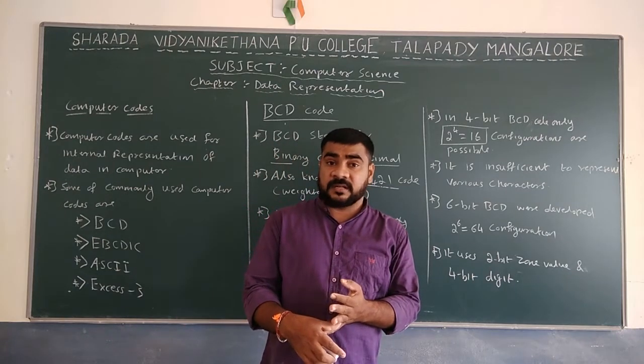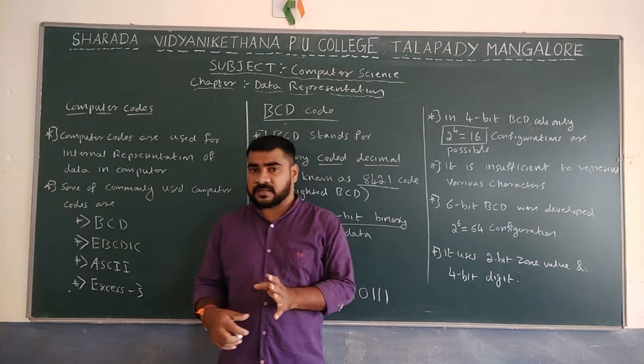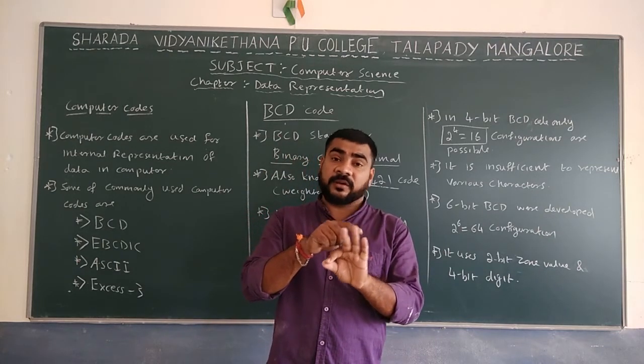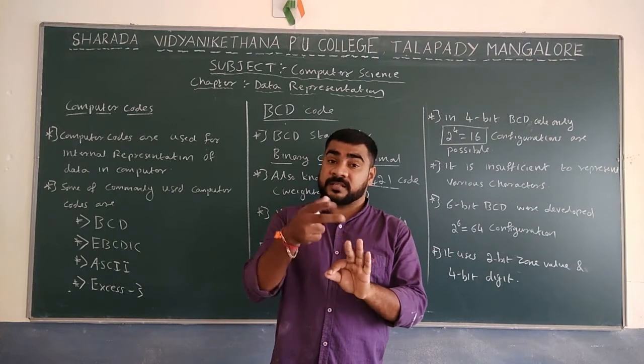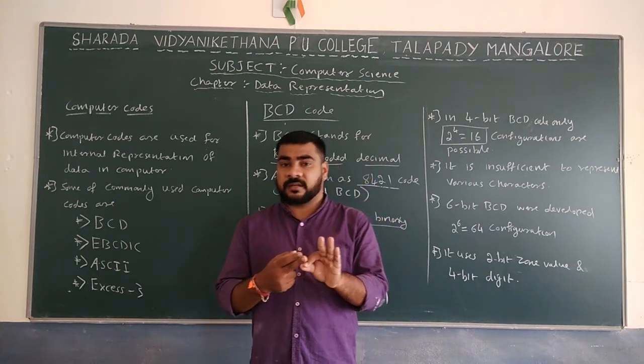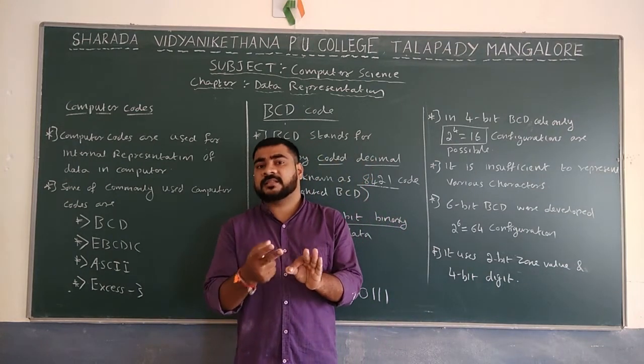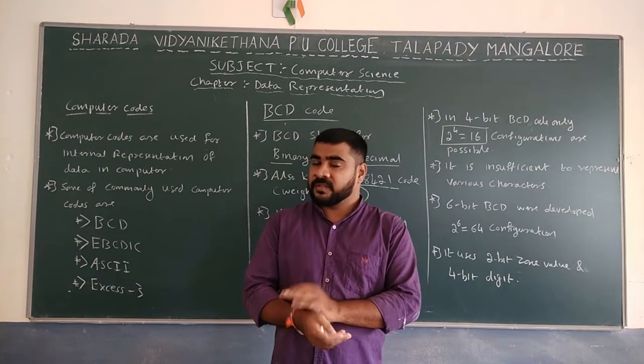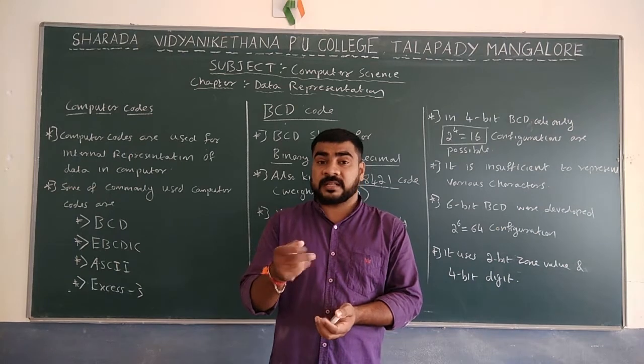See, if you want to represent all the data, 0 to 9 digits are there, and A to Z characters, which is 26. So 26 plus 10 is 36, and then small letters too, so it will be a text. This is not enough. 16 characters are not enough.